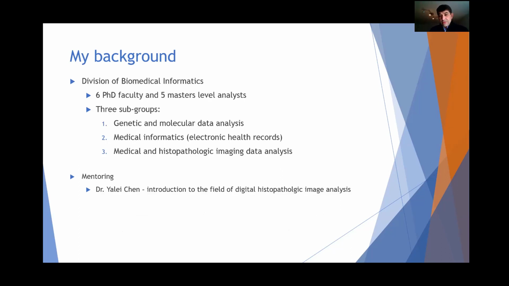So I also, as Dr. Misra said, I'm the vice chair for the Division of Biomedical Informatics, and we have 6 PhD faculty. There are 2 who are coming online relatively soon. I just padded my numbers to include those 2. And then we have 5 master's level analysts.